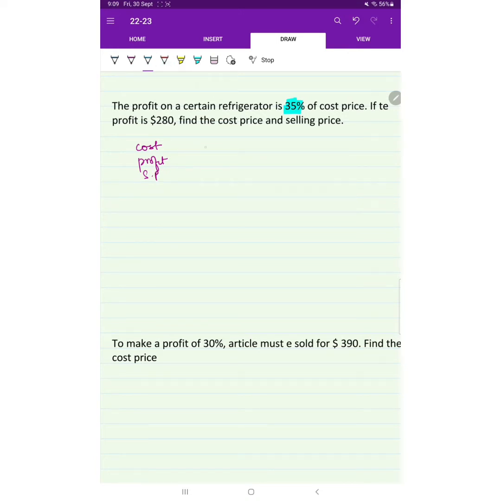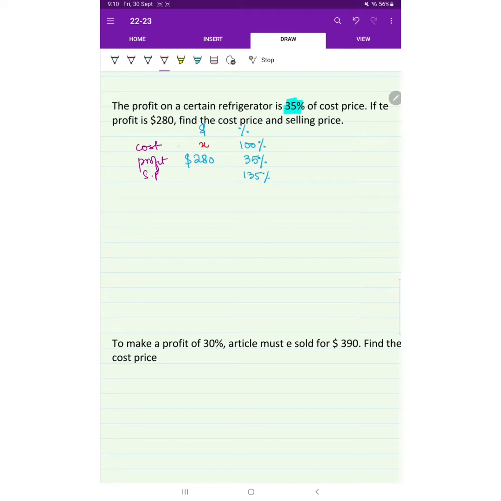Here my cost is 100%, my profit is 35%, and if they say that the profit is $280, I'll write $280 here. This is my dollar column, this is my percentage column. I have to find the cost price and the selling price. So let's fill it up. This is 100, this is 35, this will become 135.